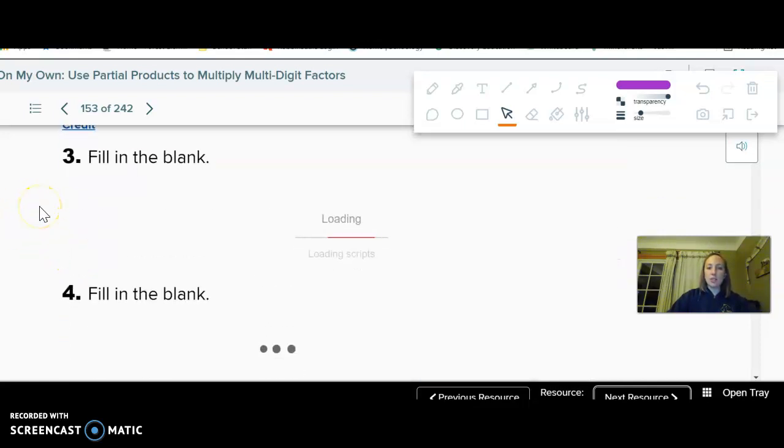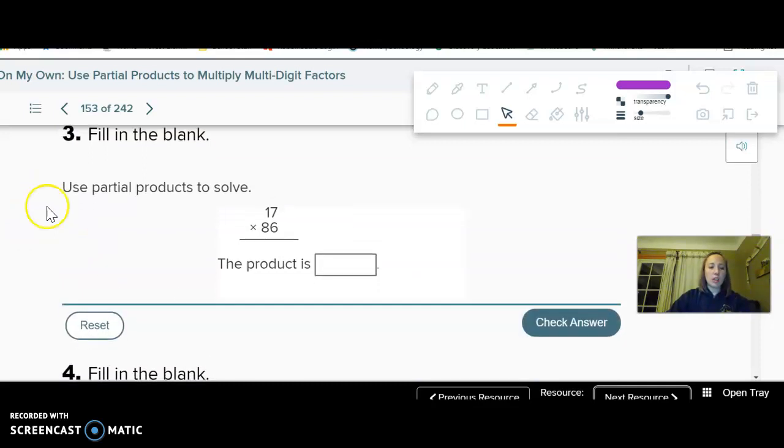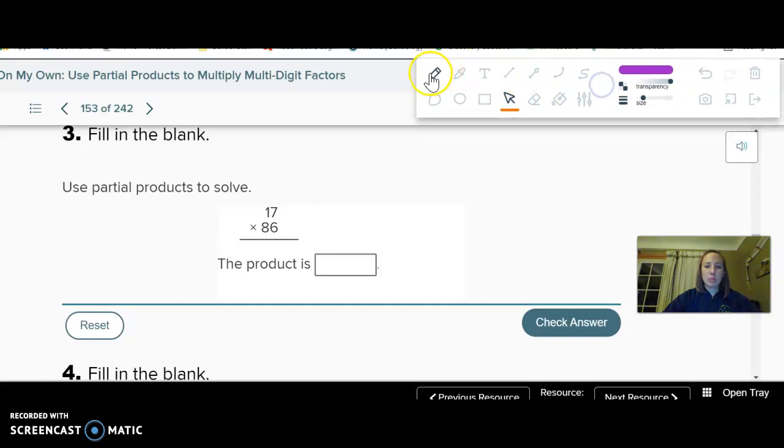Go ahead and either use partial products or the area model to solve 17 times 86. All right, I hope you got it. So let me move that. So I go up here, 86. I'm going to show you the partial products. If you tried the area method and you didn't get it, let me know and I can sort of try and help you figure out where you might have gone wrong.